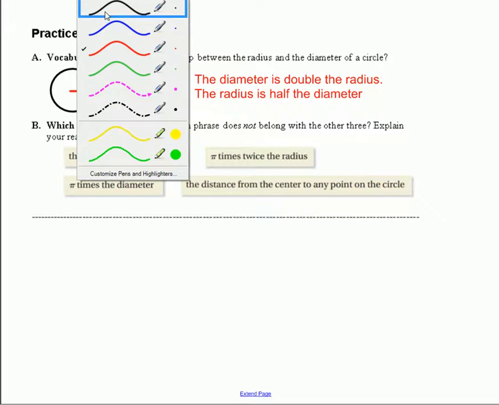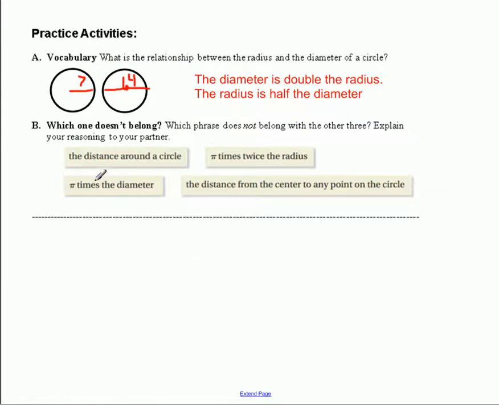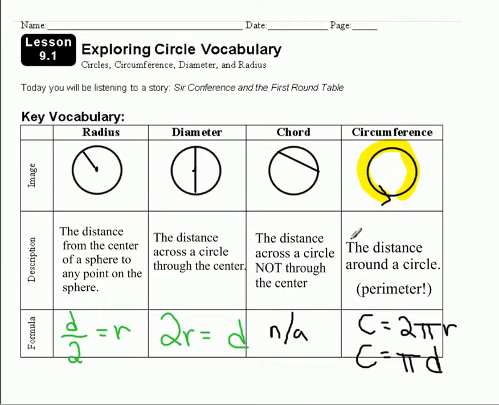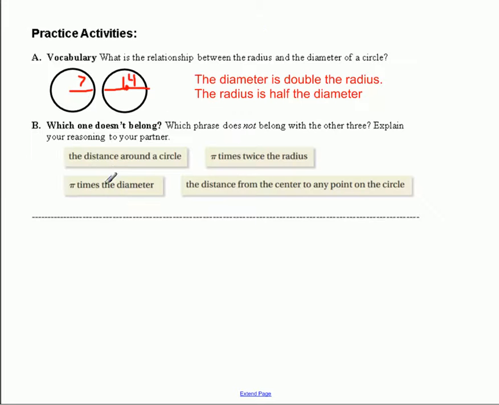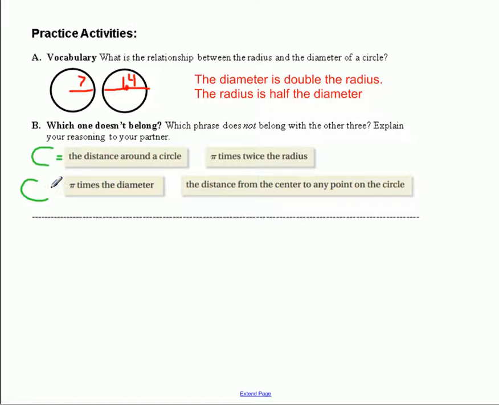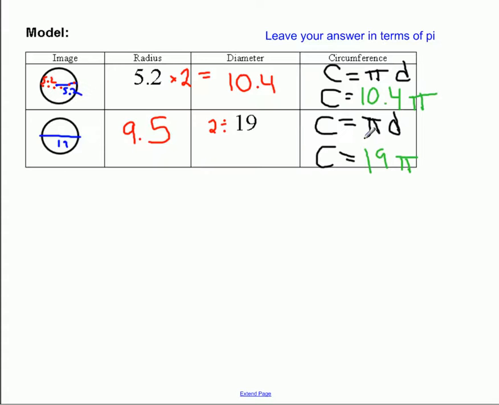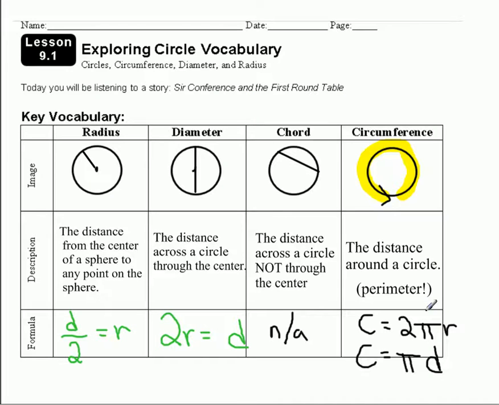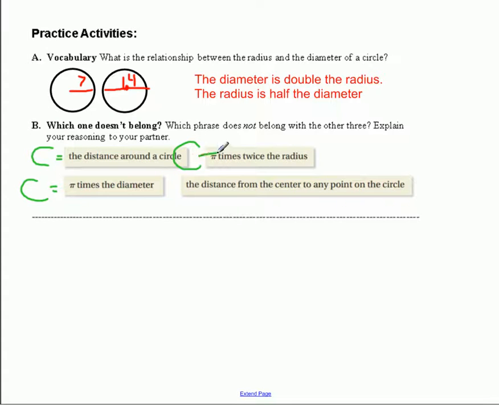All right, the bottom answers. Which of these does not belong? The distance around a circle. Well, that we know is circumference. Okay, so that's circumference. Pi times the diameter. Hey, we wrote that down. Pi times the diameter is also circumference. Pi times twice the radius. Pi times twice the radius, technically not in the same order, but technically the same, is also circumference.